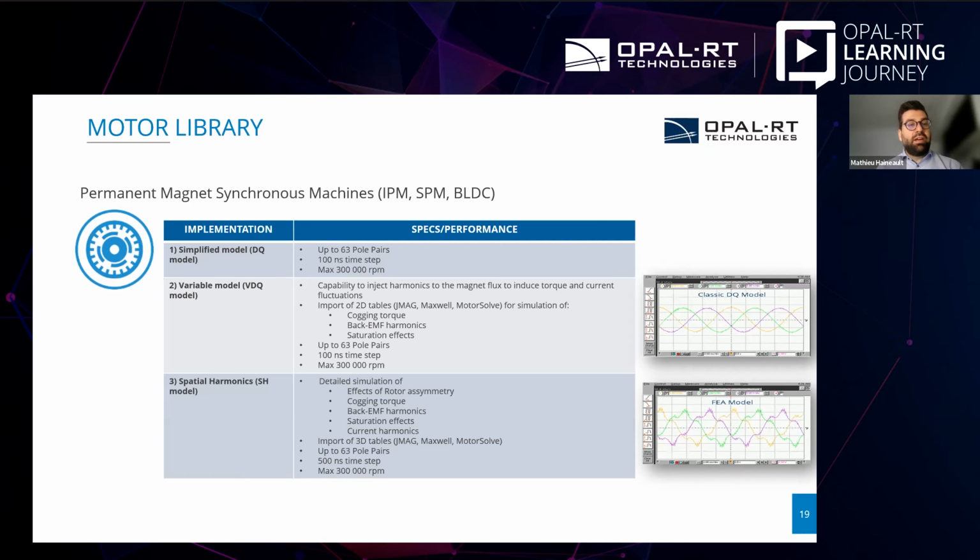Then you can have the variable DQ model, which is a little bit more complex. That actually allows you to import the 2D tables, either from a table that you have or from common software like GMAG, Maxwell, or model solvers, to have better accuracy on the back EMF small harmonics. And then if you want to push the model fidelity further, we have the spatial harmonics. We really work with GMAG and Maxwell to have a 3D table import directly on our solvers on FPGA. So from there, you have the full harmonics and current harmonics behaviors of the machine that you develop.